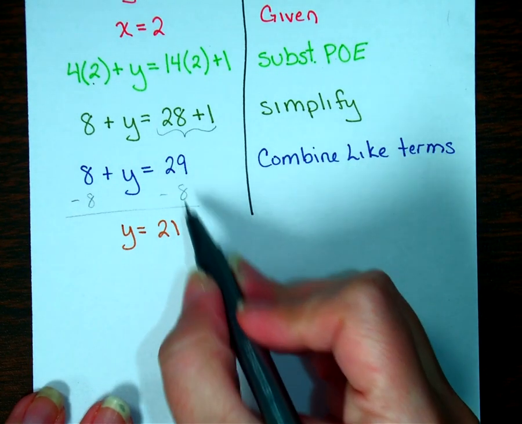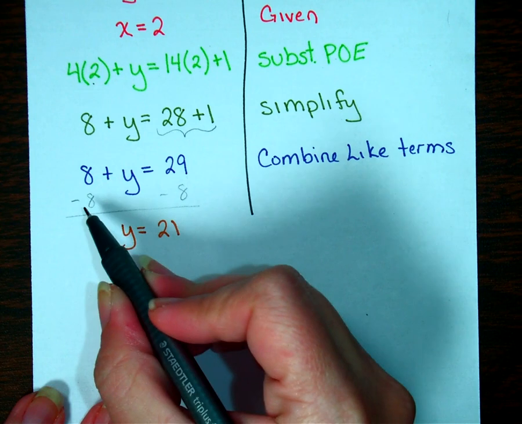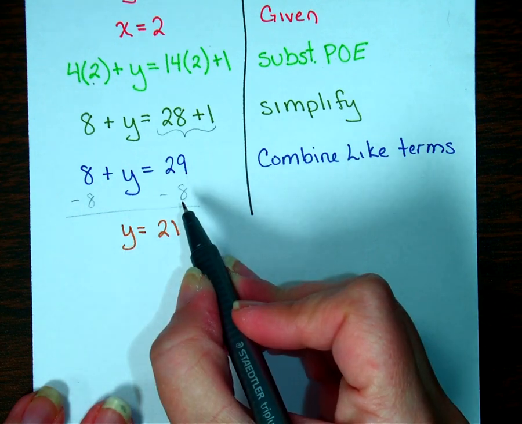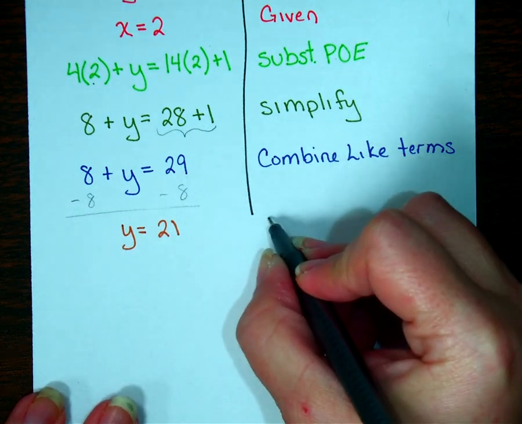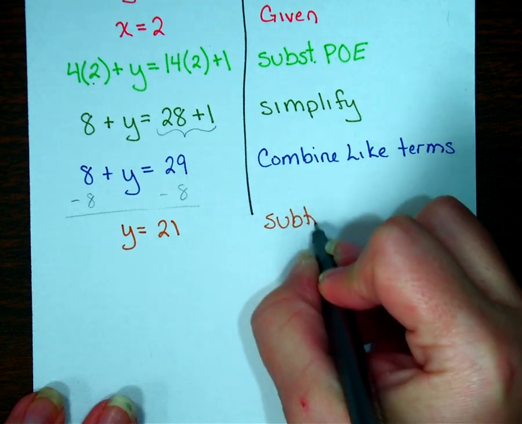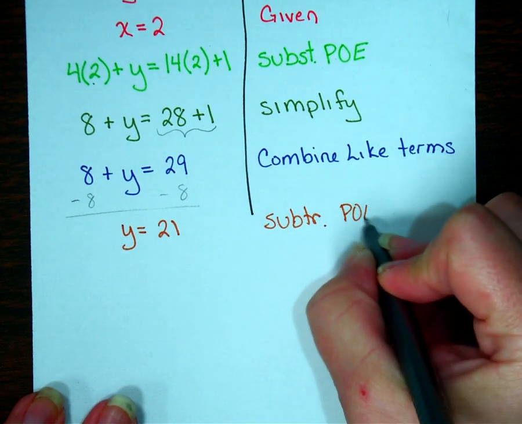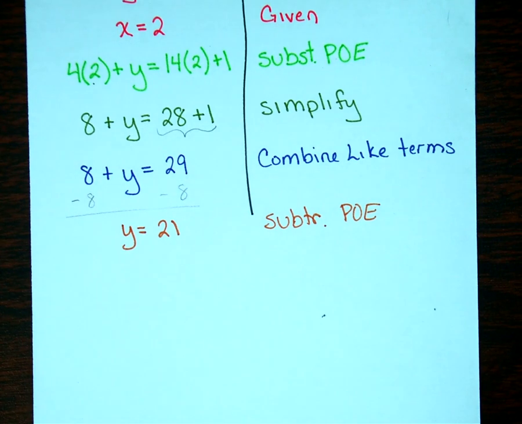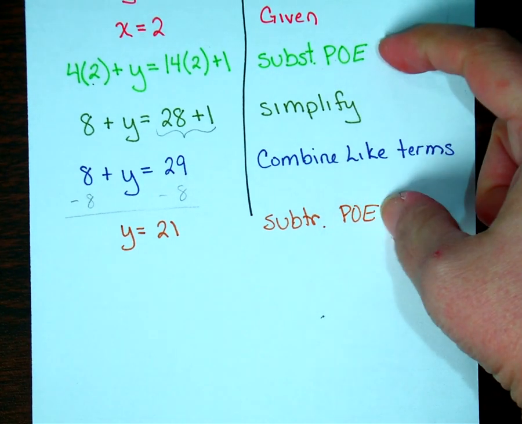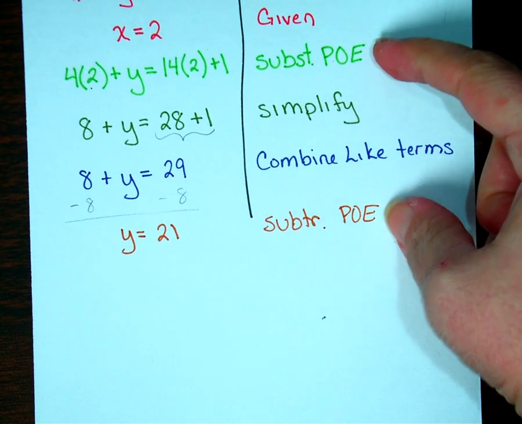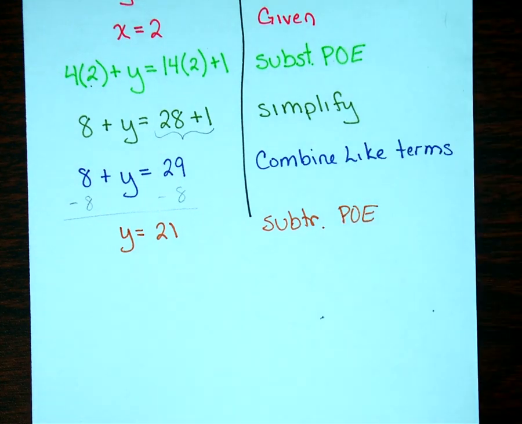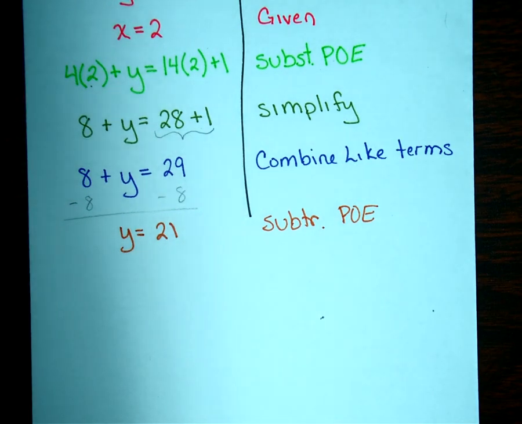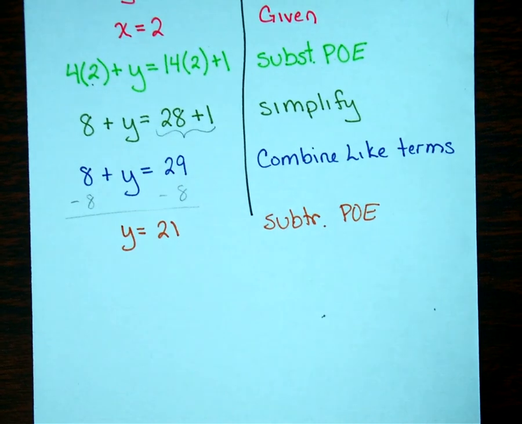How did I get from the previous problem to here? I can see what I did. I subtracted on both sides, so that means I did the subtraction property of equality. Again, you can't just put SUB because I need to be able to tell the difference between substitution and subtraction. Okay, so make sure you don't abbreviate too much.